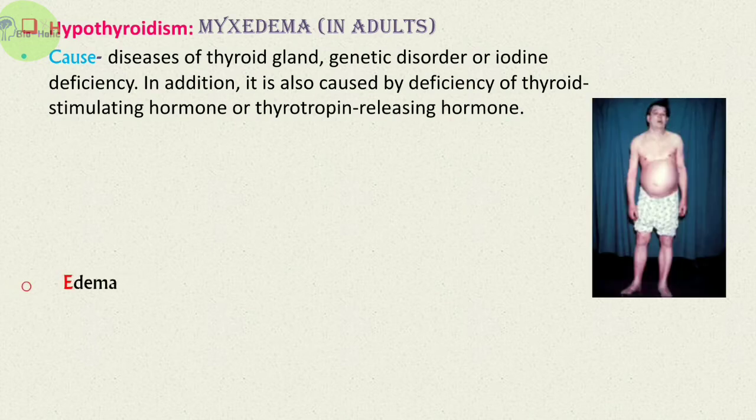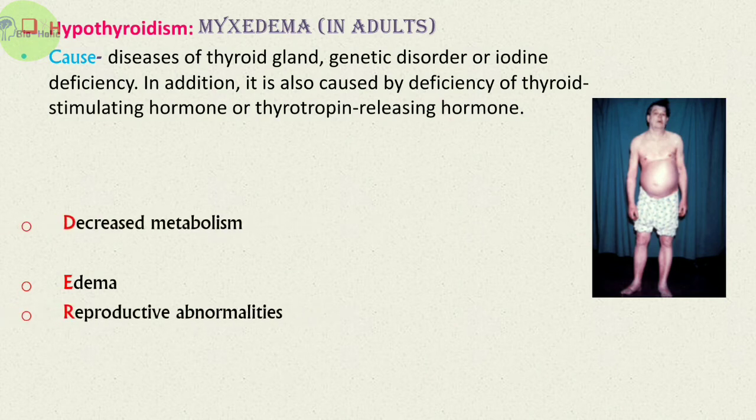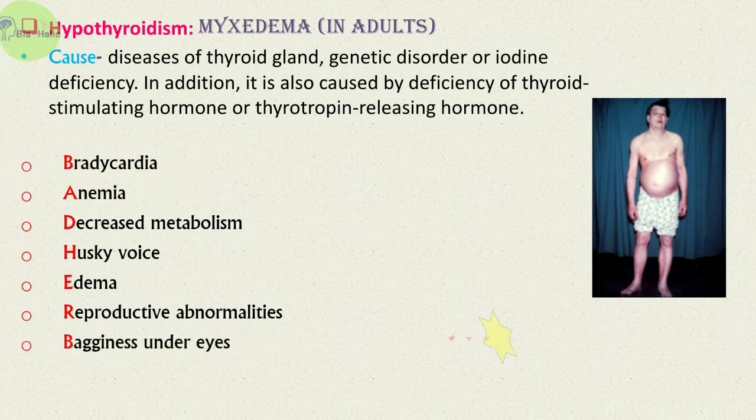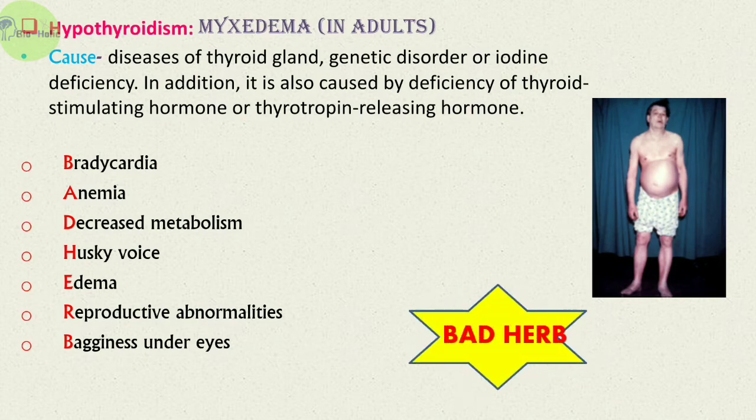The clinical features are edema, reproductive abnormalities, decreased metabolism, husky voice, bradycardia, anemia, and bagginess under eyes. Use the mnemonic BAD-HARP to recall the clinical features of myxedema.